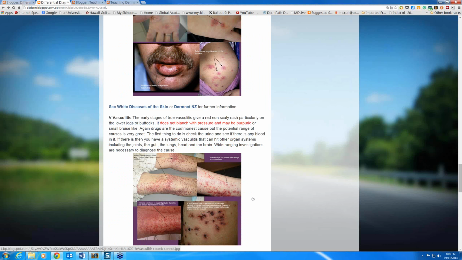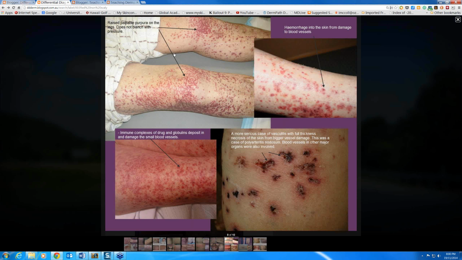This is where there's significant damage to blood vessels such that they leak red blood cells. And the vasculitic rash does not blanch with pressure. All the erythemas will blanch: the erythema multiforme, the drug erythema, the viral erythema. But a vasculitis won't blanch with pressure, and it may be purpuric or bruise-like. Generally, it's the acral areas of the body, the ankles, and the buttocks, that tend to show features of a vasculitis first.